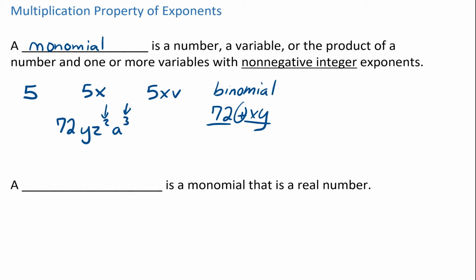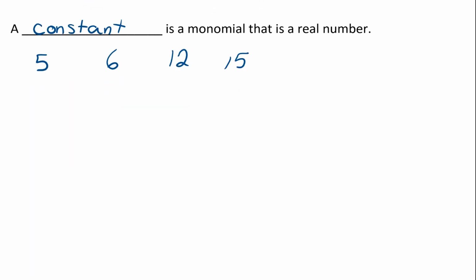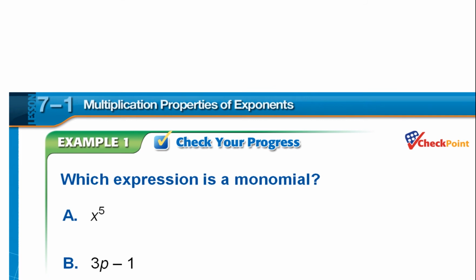Well, what about a constant? A constant is a monomial that is a real number. So that's just a special type of monomial. A 5, a 6, a 12, a 15. Okay, so that's a constant. If there's no variable attached to it, we call it a constant. And again, that's a word you've heard thrown around quite a bit, I'm sure.